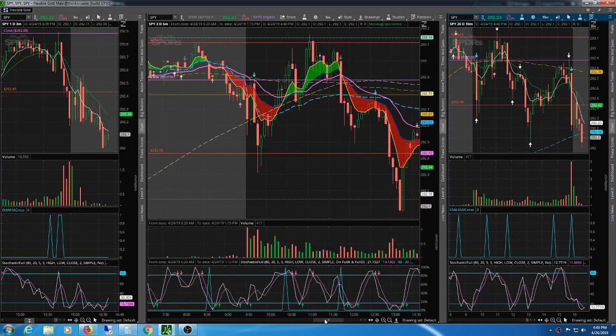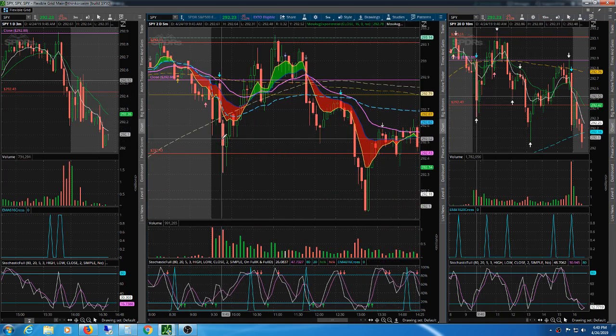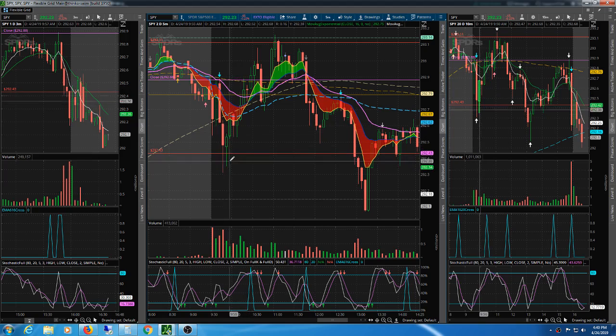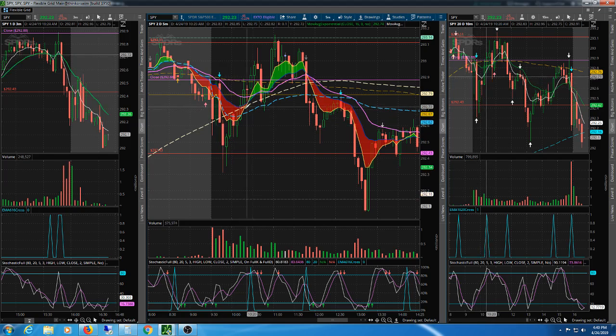Entered calls at 10:08, which was right about the end of this candle. It's a little bit of a riskier entry because of the distance here to my stop, and also we had some overhead resistance here.